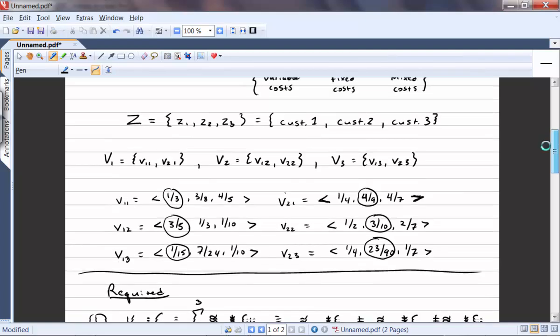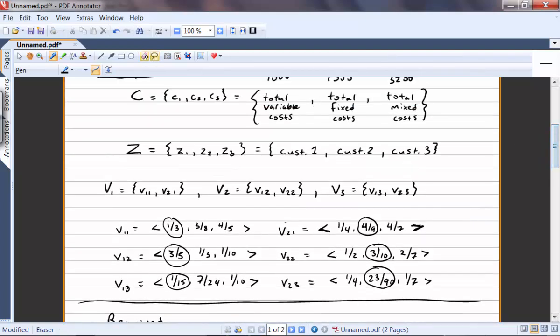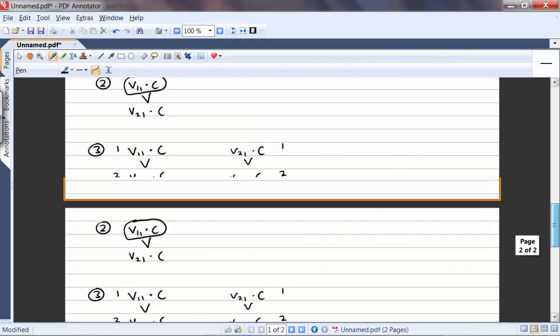If we use weighting scheme 1, and we're trying to figure out which customer is the costliest in terms of just variable costs, looks like I've deleted some things here. Get this back. What was this, 1/10? Can't remember what that was. Is that 1/10?